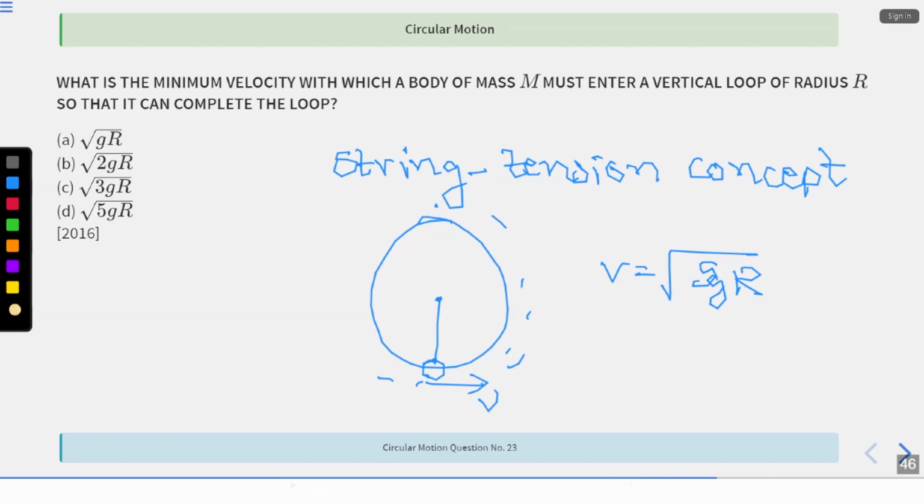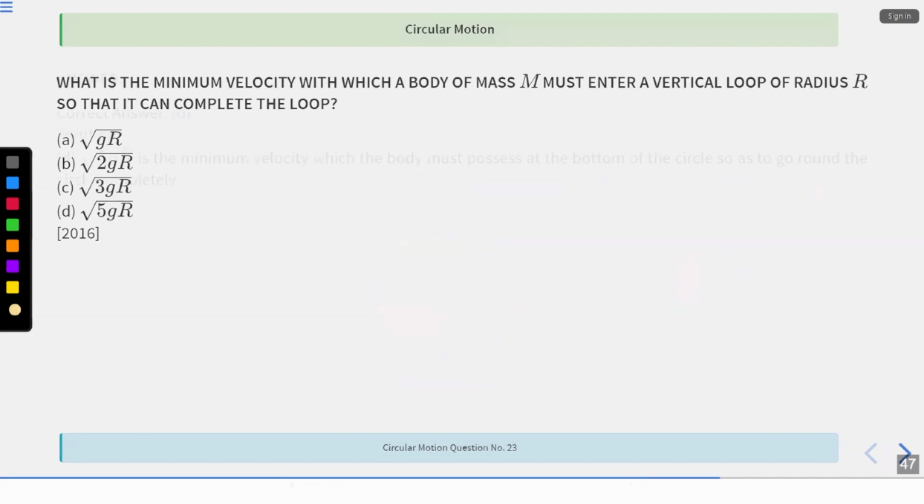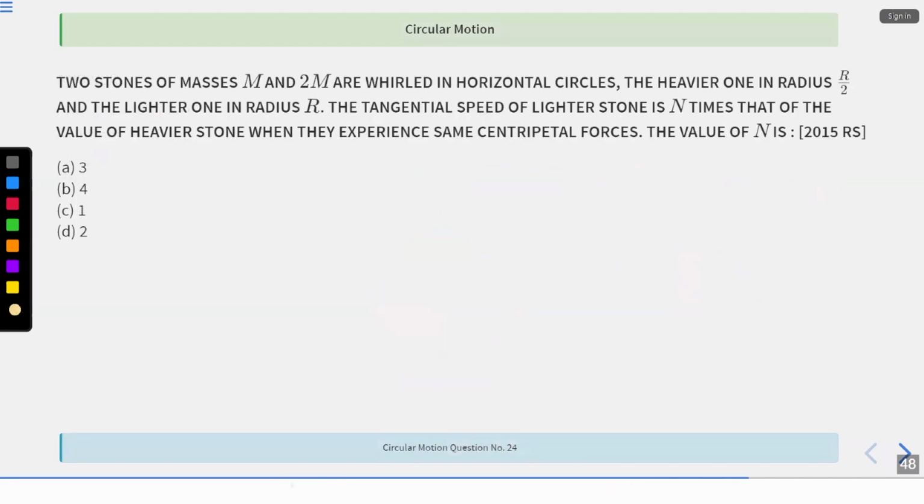Yes, so moving on to the next question. Two stones of mass m and 2m are whirled in horizontal circles. The heavier one is in radius r by 2 and the lighter one in radius r. The tangential speed of the lighter stone is n times that of the heavier stone when they experience the same centripetal forces. So this is the 2015 question.